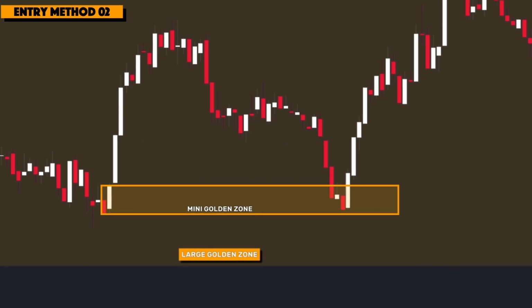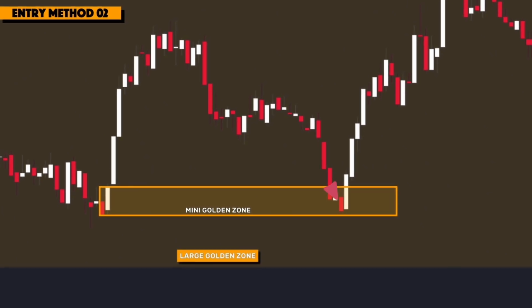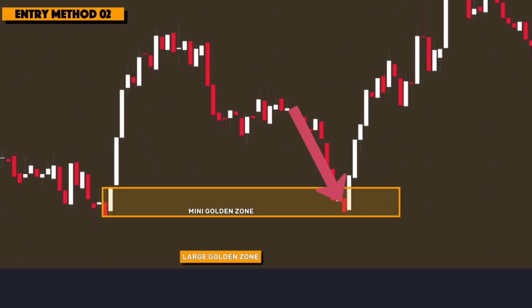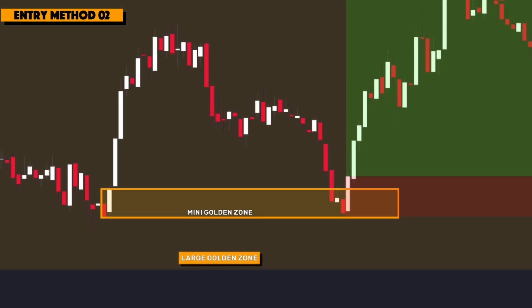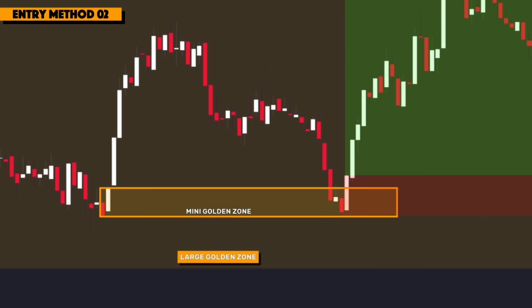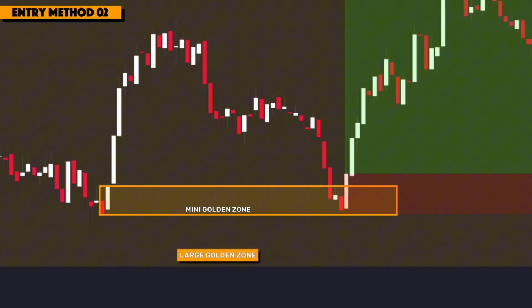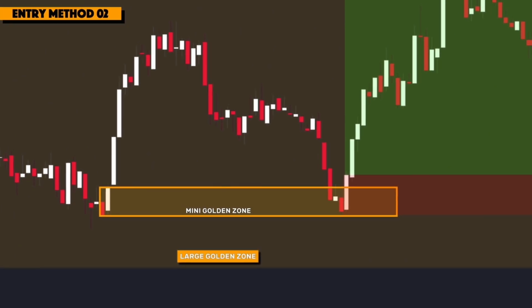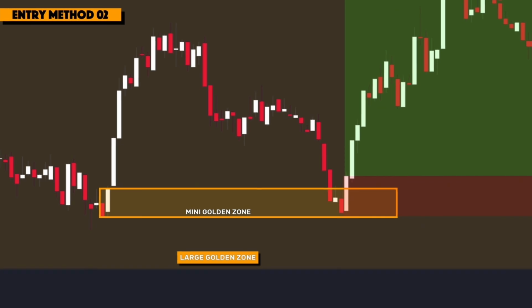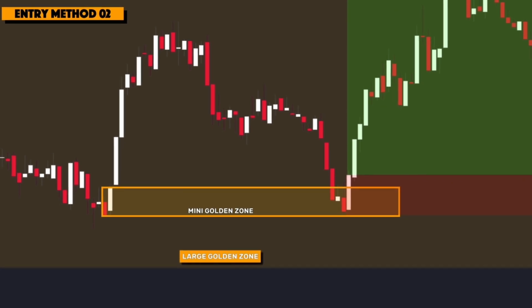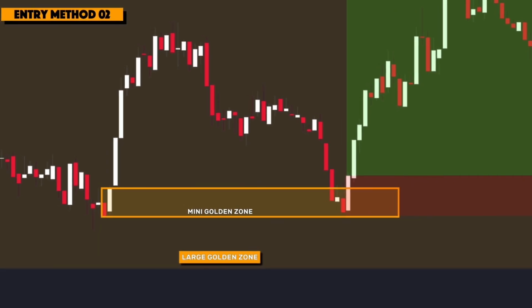We'd enter the trade as soon as price comes back to this mini golden zone. You can set your stop loss at the bottom of the mini golden zone, and you could target the liquidity above for your take profit levels. As you can see, this gives you a much more certain setup and a much better risk to reward ratio. The price reacted from this zone very well, and we had the perfect trade.